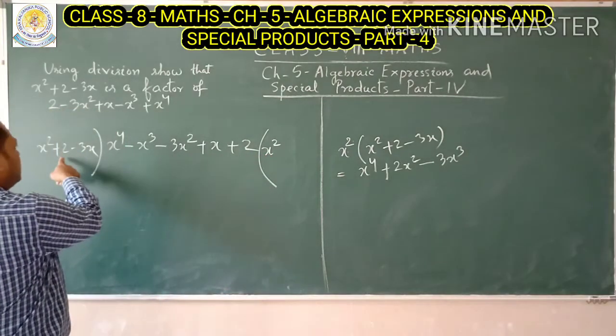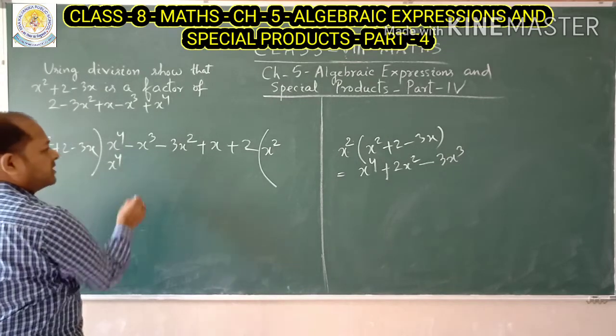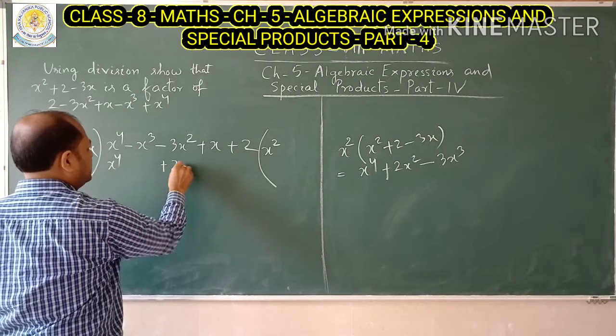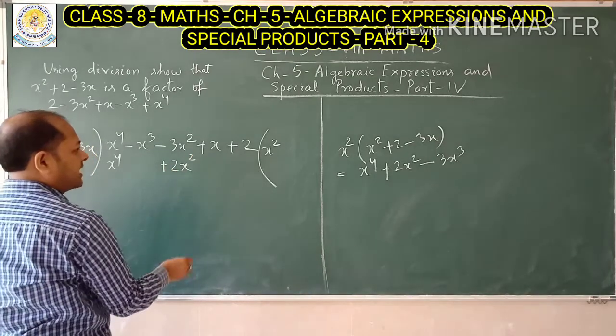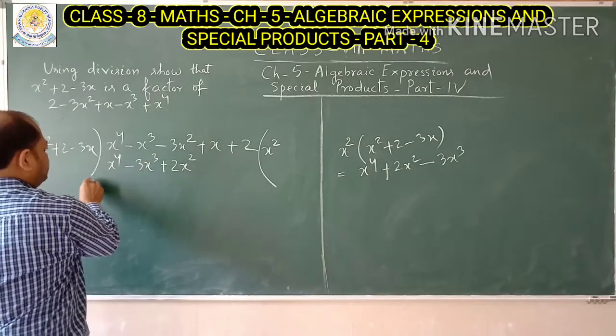If you multiply x square with this term, what do you get? X to the 4, then plus 2x square. Write the like terms here. Plus 2x square will be here, and minus 3x cube. So 3x cube right here.